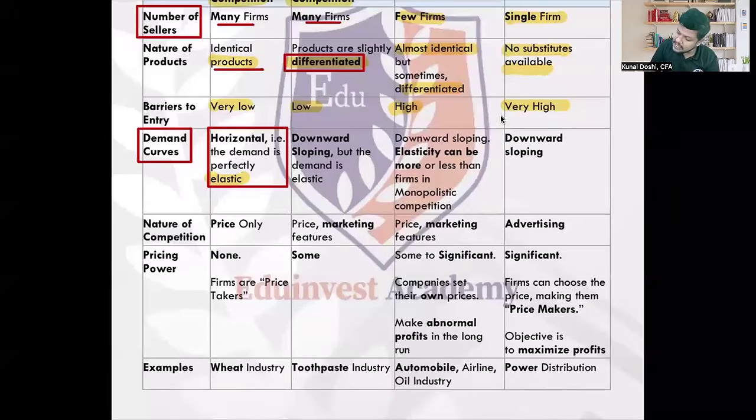But in all the other cases, the demand curve is downward sloping. What does it mean? It means a very crucial thing: as the price keeps on increasing, whatever type of market it is, even if it is a monopoly, what will happen? The demand will keep going down, right?